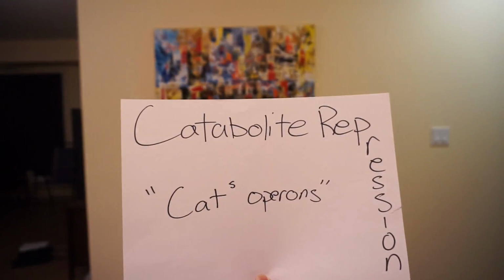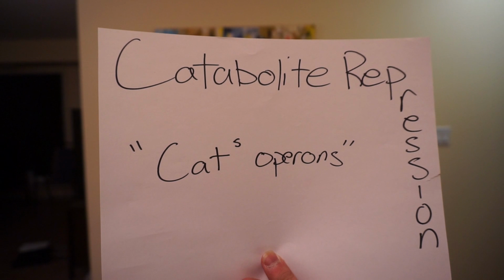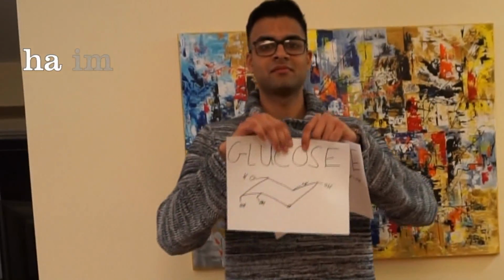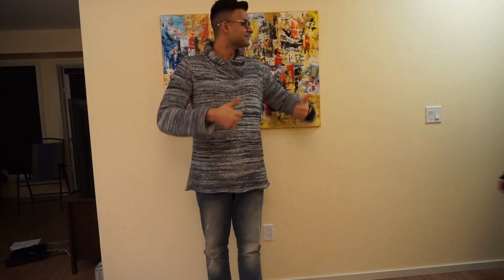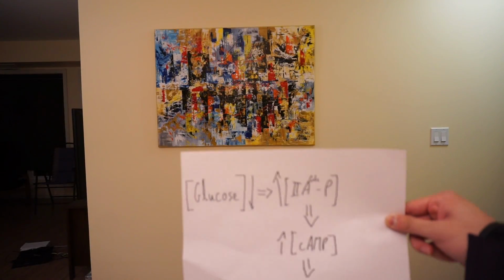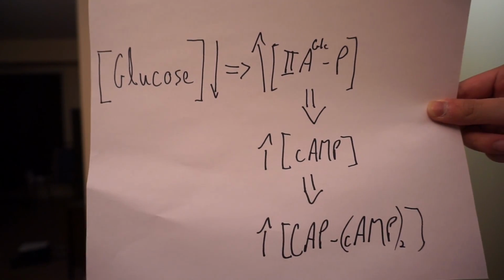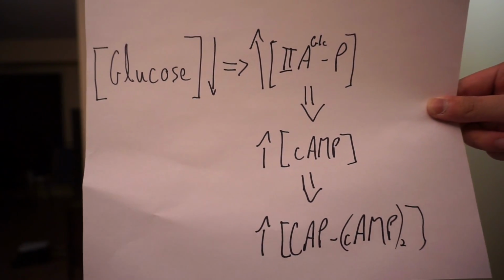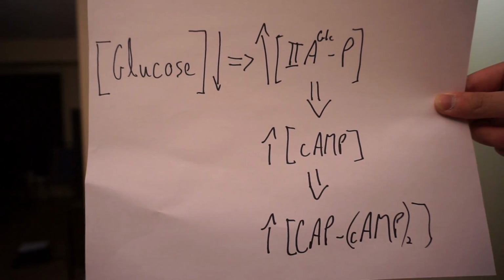Now let's move on to a different mechanism of operon regulation, catabolite repression. Catabolite repression essentially means that glucose will always be used as a primary energy source. This means that while glucose is around, catabolite-sensitive operons will not be transcribed, such as the aforementioned lac operon. Once glucose runs out, there's a higher concentration of the phosphorylated version of the protein, 2A superscript gluc, which in turn activates adenylate cyclase, the enzyme that produces cyclic AMP, otherwise known as cAMP.